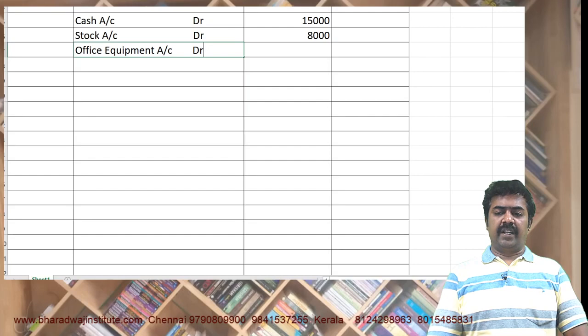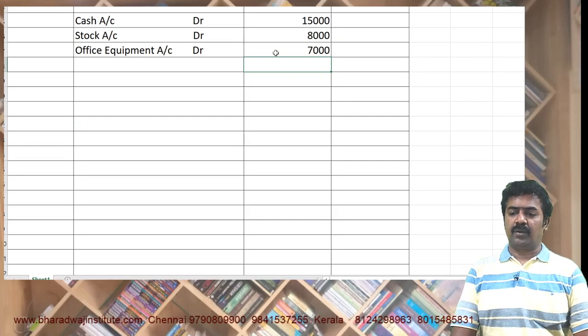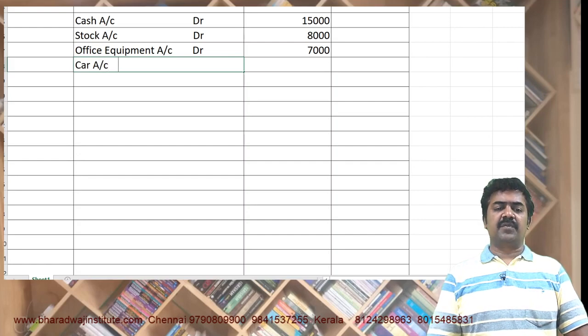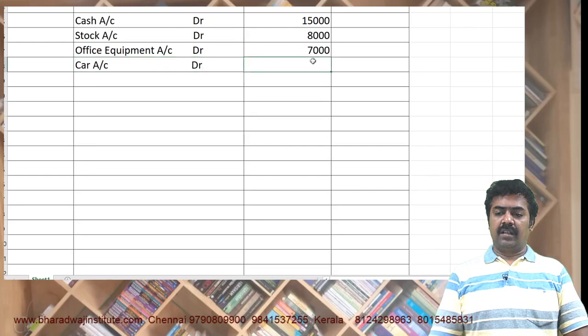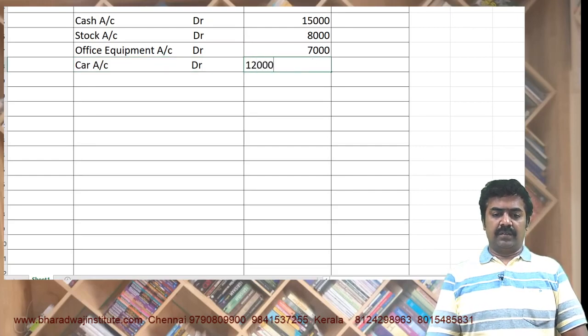Office equipment account debtor 7,000. Hope you tried on your own and you are coming to this particular solution. Don't put private car. Car account debtor. It is going to be used in business. It's a fixed asset. Debit what comes in. Car account debtor 12,000.